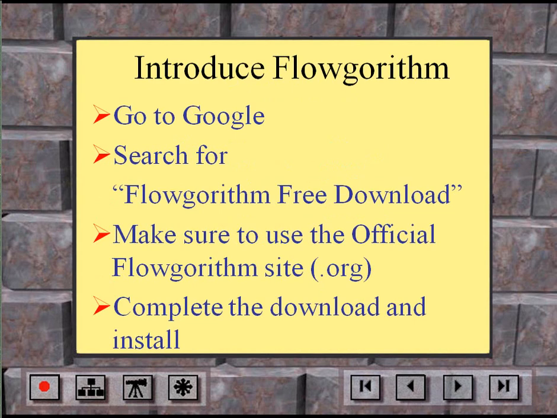To get Flowgorithm, you're going to want to go to Google, and you want to search for Flowgorithm free download. You'll want to make sure you have the official site, and you'll know that it's the Flowgorithm site if it has the .org on the end of it. It's set up just to give you the Flowgorithm software and give you instructions on how to use it. So it's a well-designed site. You'll want to start there, and you're going to want to download it. So you'll complete the download, and then you'll want to install it and make sure you get all that set up before you can actually look at Flowgorithm on your computer.